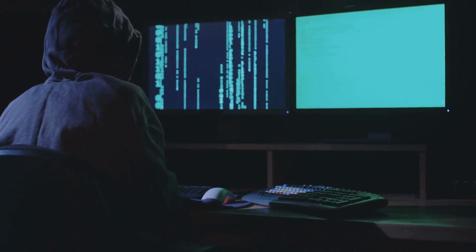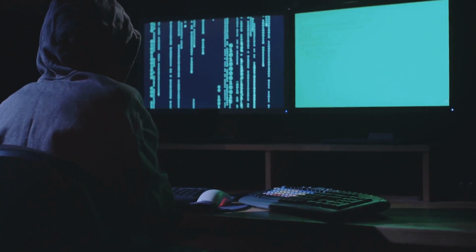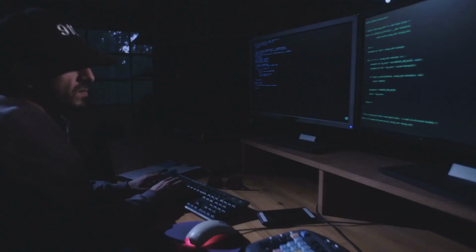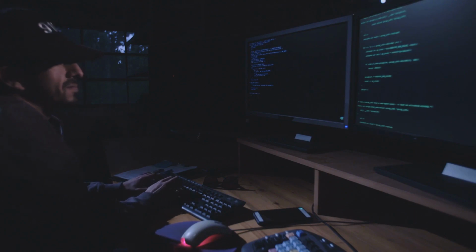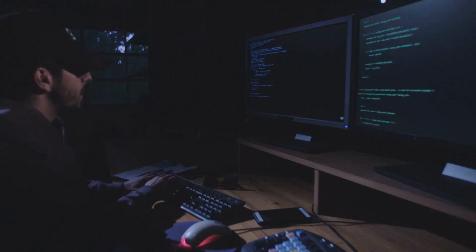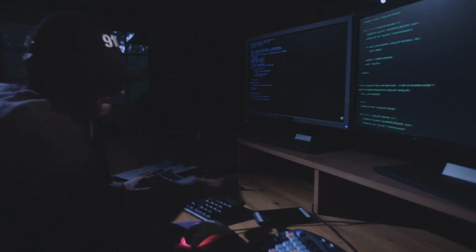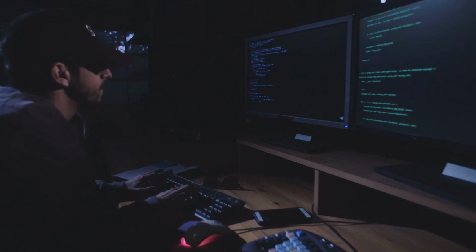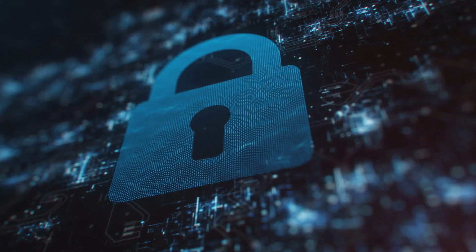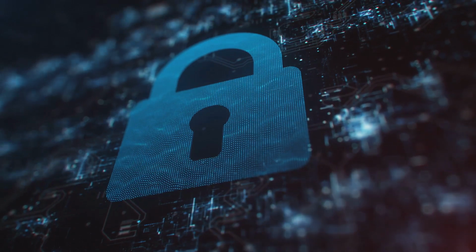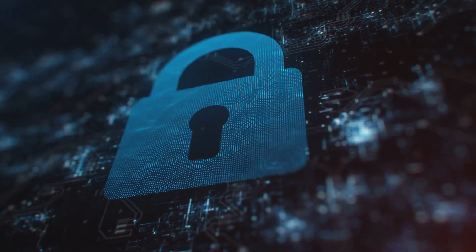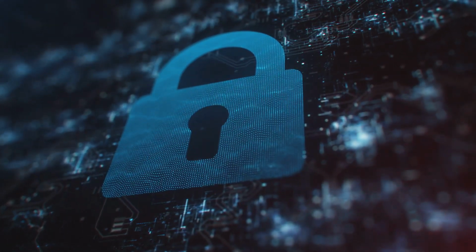In Hacking Web Servers and Applications, you'll learn to identify and exploit vulnerabilities. SQL Injection teaches you about SQL injection attacks and techniques for exploiting vulnerabilities in database-driven applications. And finally, Cryptography introduces you to cryptographic concepts, algorithms, and their applications in cybersecurity.